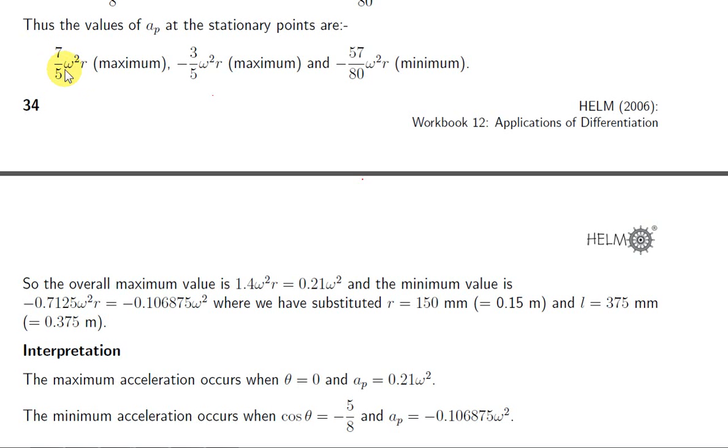Now when theta equals 0, the acceleration is positive, 7/5 omega squared r. We can get that in terms of omega squared if we plug in for r. So we have to use the SI unit for r. We need r in meters if we want our acceleration to be in meters squared per second. So we plug 0.15 in here to get 0.21 omega squared.